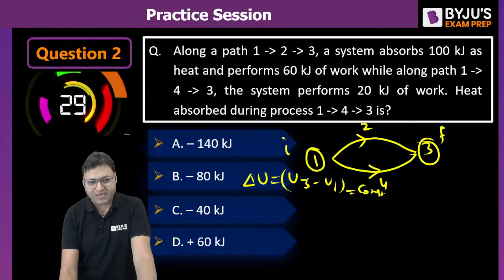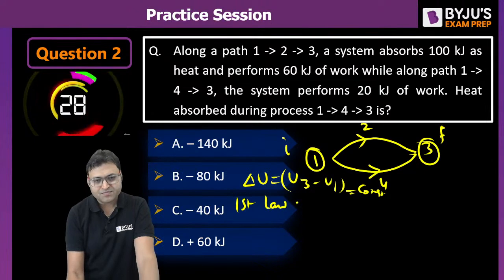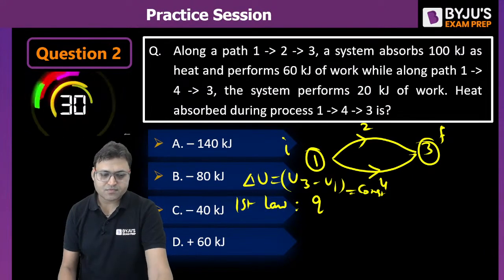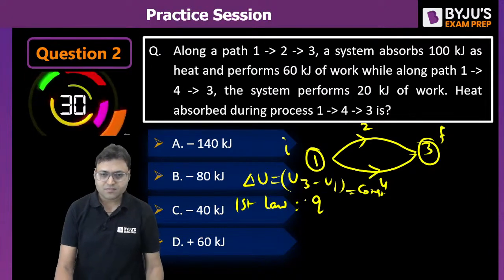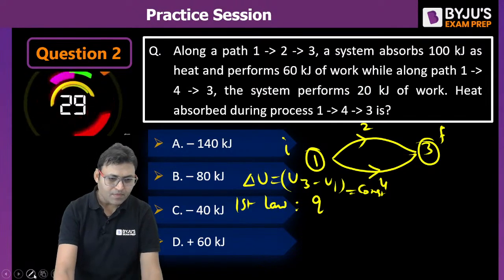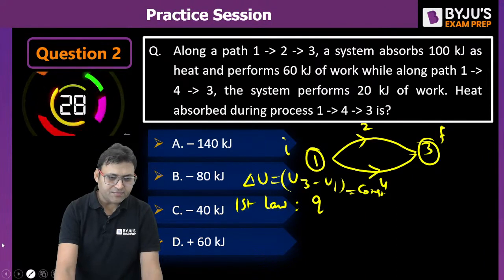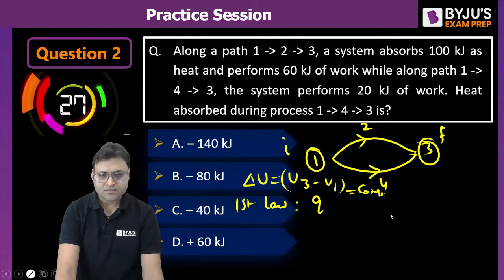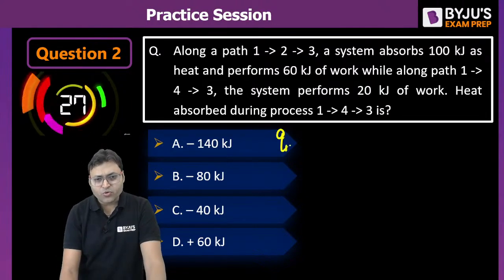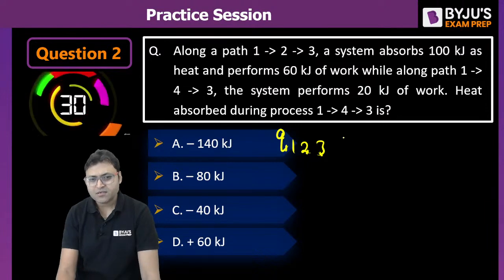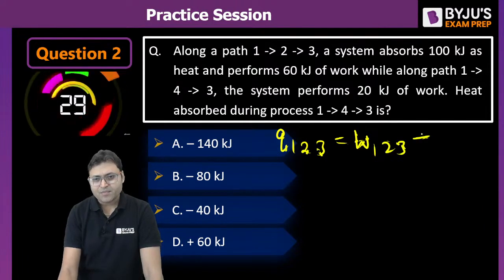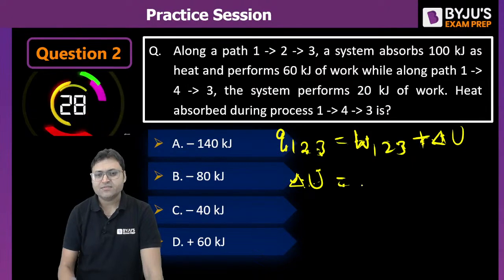So for the process 1 to 3, if we apply the first law of thermodynamics, we can say Q1 to 3 is equal to W1 to 3 plus delta U. Can you find out the value of delta U here? What is the value of delta U?